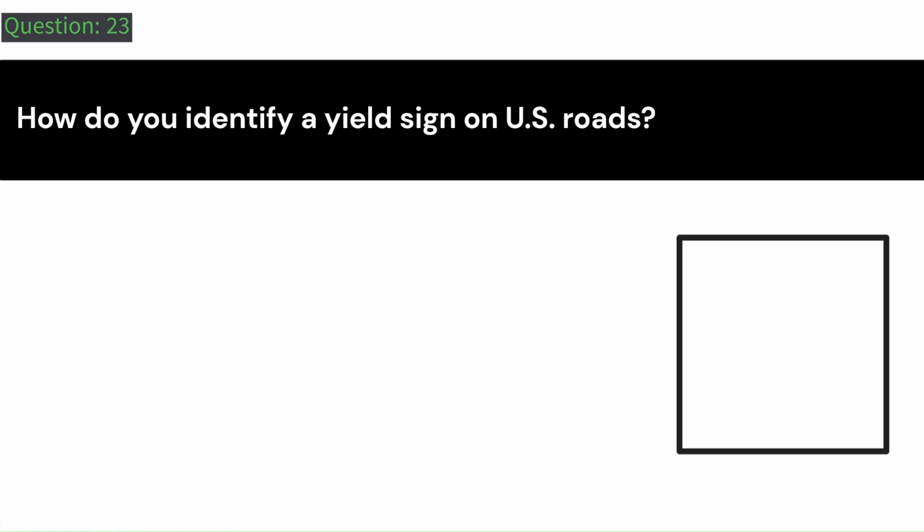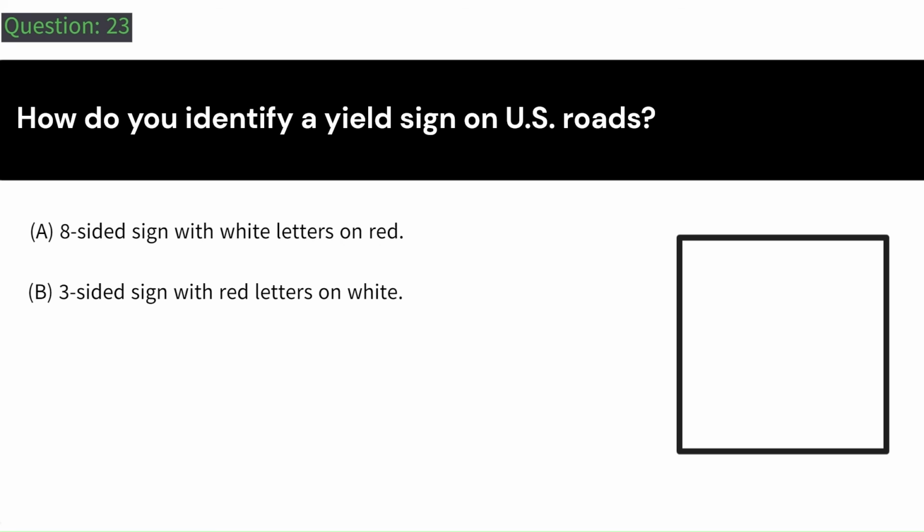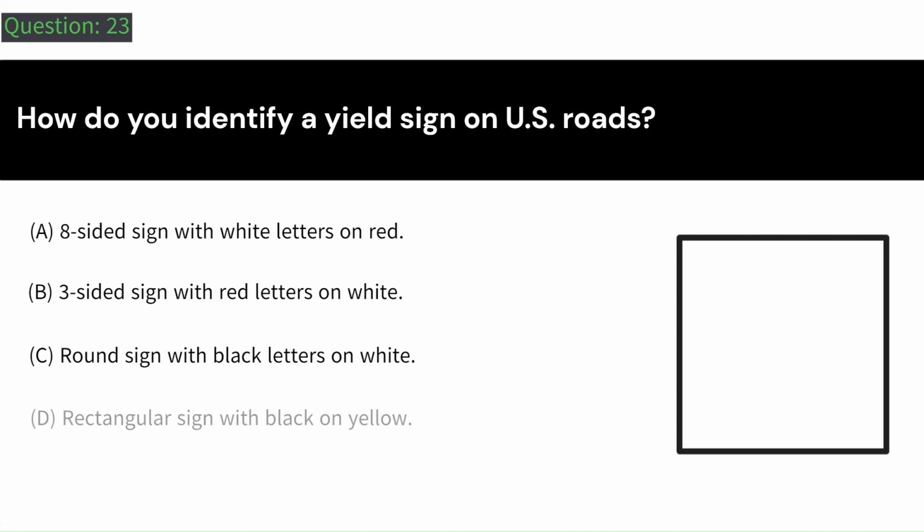How do you identify a yield sign on U.S. roads? A. 8-sided sign with white letters on red. B. 3-sided sign with red letters on white. C. Round sign with black letters on white. D. Rectangular sign with black on yellow. Answer: B. 3-sided sign with red letters on white.